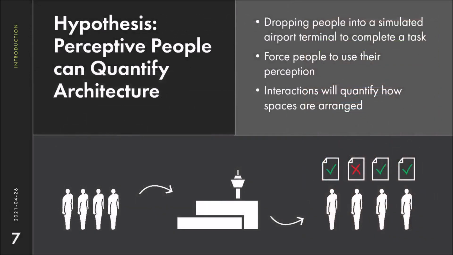For this thesis, my intention is to use passengers to test architectural layouts. Imagine taking a bunch of people and dropping them into a simulated terminal, giving them a task to complete, such as boarding a flight. However, we're not going to tell them where to go. Instead, we're going to force them to use the building to make decisions by giving them perception of their surroundings. Now, whether or not they complete their tasks, their experience can quantify how well the terminal was arranged. Ideally, this can differentiate between different layouts as a probability of passenger interaction.